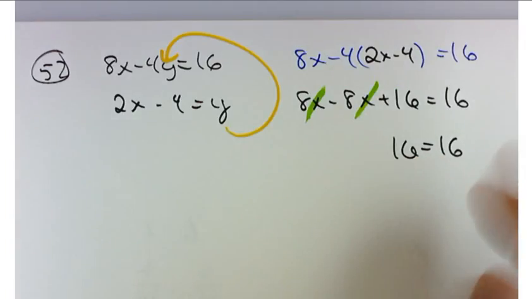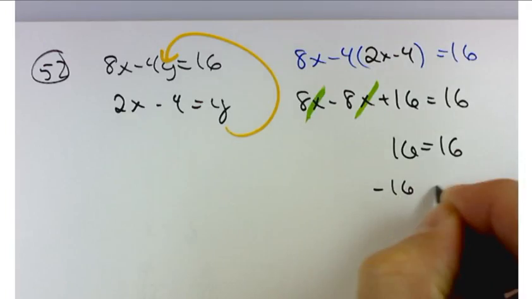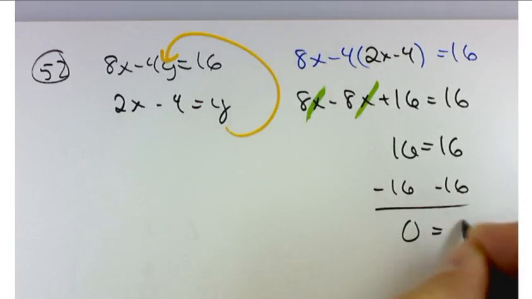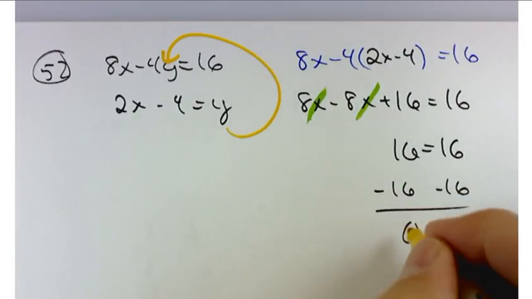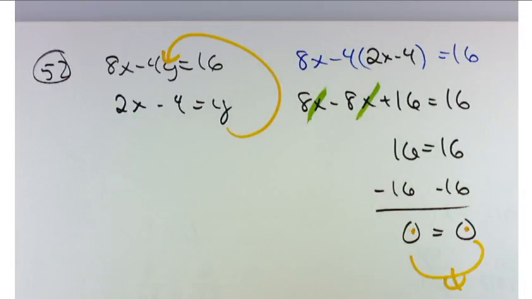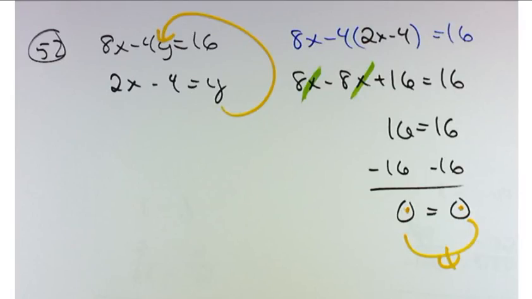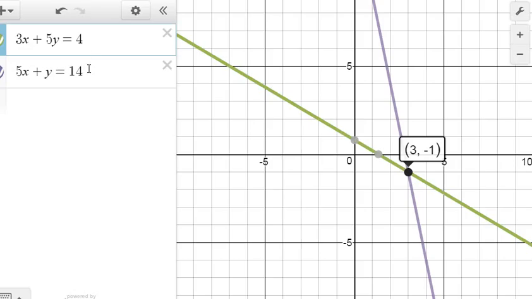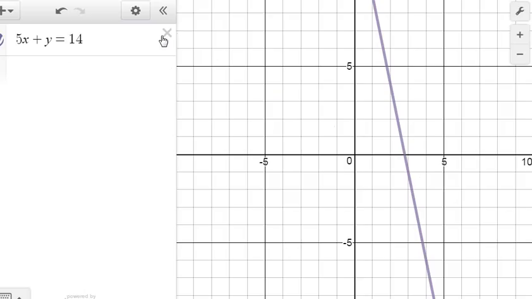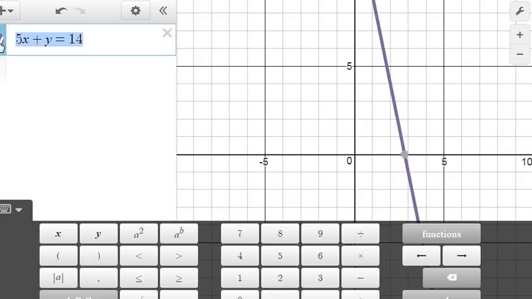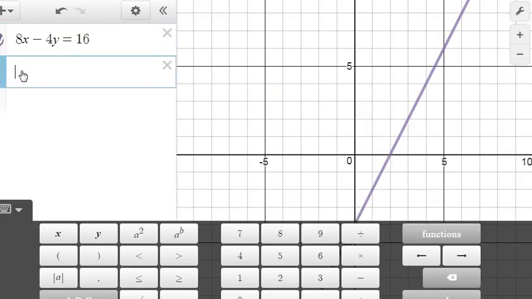So I even saw a few people subtract 16 minus 16 and get 0 equals 0, which is awesome because it always gives me a chance for some Letty. Yay. 0 does equal 0. So what's going on with that one? What do you suppose I'm going to see when I graph this? They're the same line. Now this is something that's important here. So we're going to graph 8x minus 4y equals 16. And then graph 2x minus 4 equals y. And you're getting the exact same line.